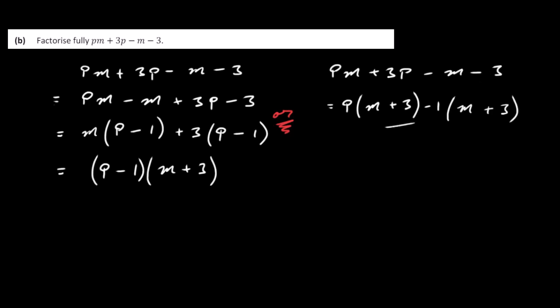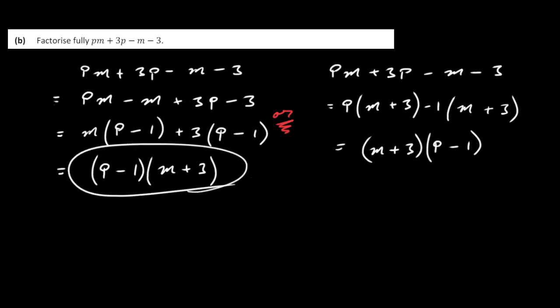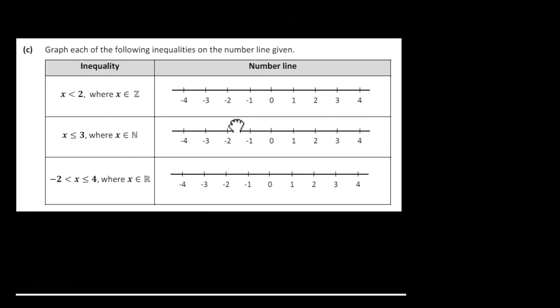Again, have I ended up with the same thing in both brackets? Yes. So that'll leave me with m plus 3 in both brackets multiplied by whatever's left over, p minus 1. And that's exactly the same as this. It's just the other way around, but multiplication is commutative, so that's fine. So that's part B. Let's have a look at part C.